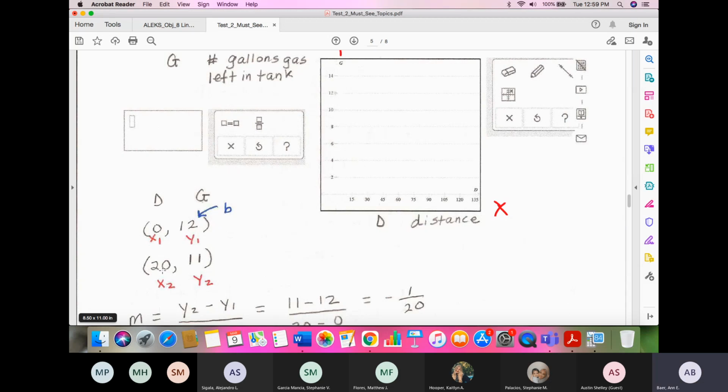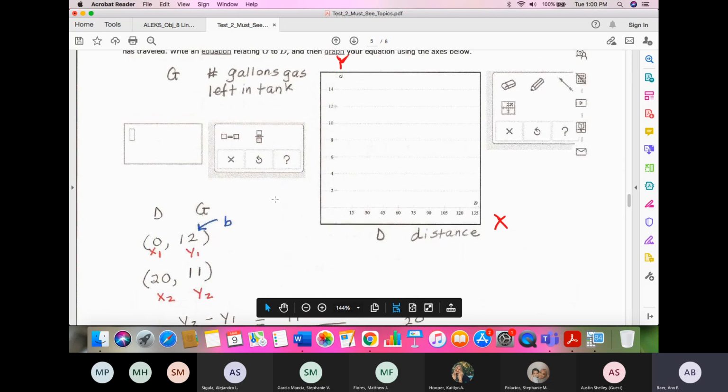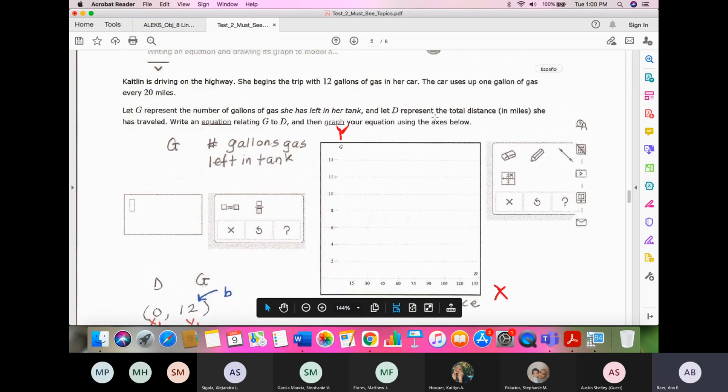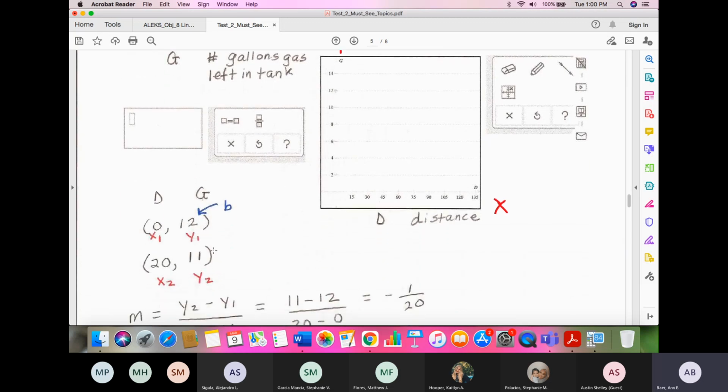So I put 20 in here. So if she goes 20 miles, she's using up 1 gallon of gas. She started her trip with 12 gallons. She's now gone 20, the exact number of miles she needs to go to use up 1 gallon. So this 12 goes down to 11 now. And that's why I have an 11 here. So those are 2 ordered pairs you can plot using the ALEKS software, and then use the line tool to draw a line between them.